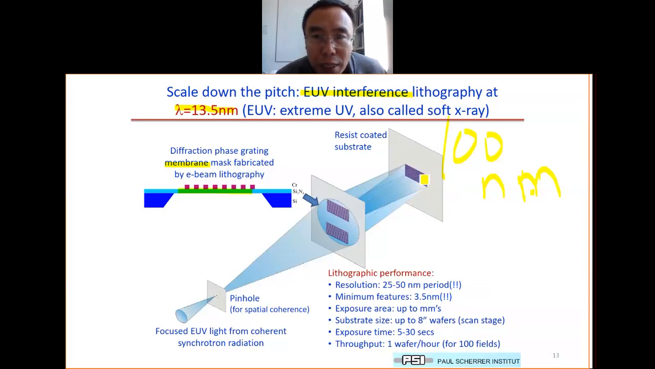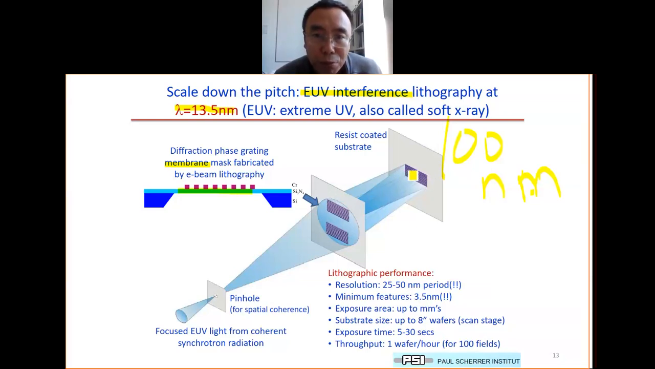So what is the period here? The pitch here, as we said, should be half of the pitch here. That means if this one is 100 nanometer pitch, then this one will be 50 nanometer. Then you can use the 50 nanometer pitch as another phase grating to get 25 nanometer. Then you can use 25 nanometer as the phase grating.